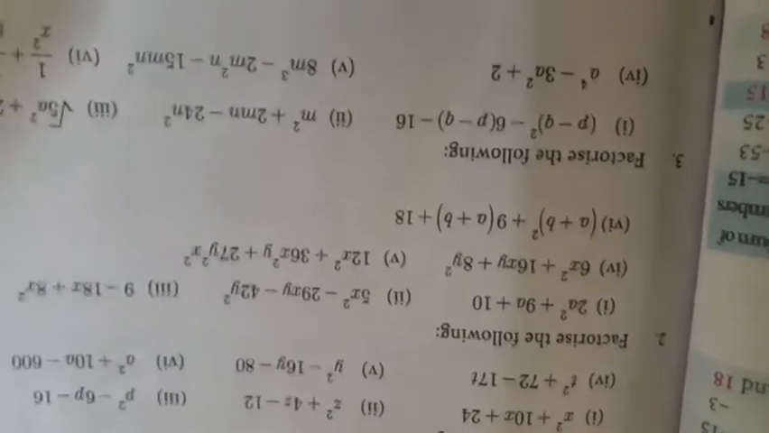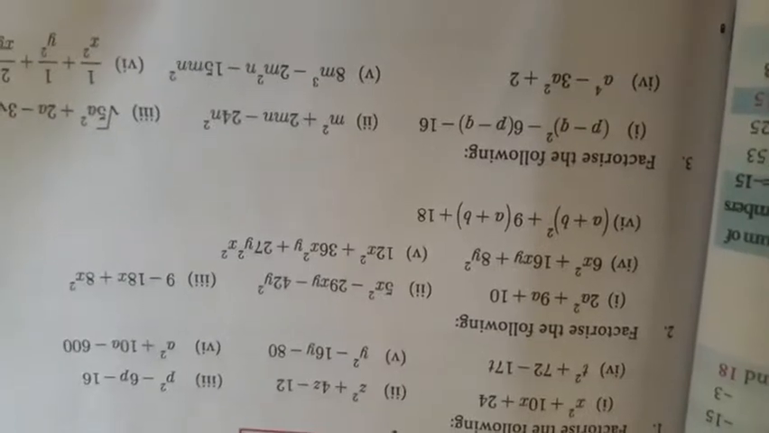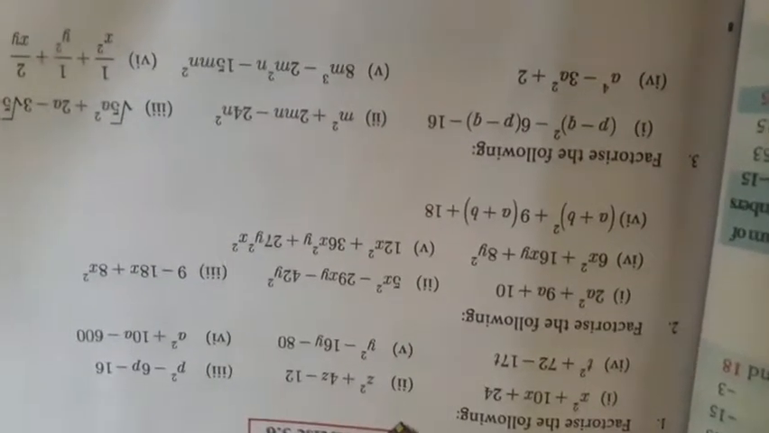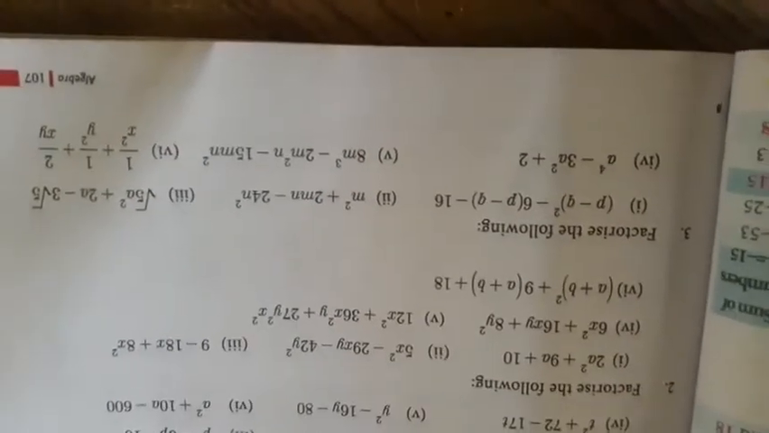Students, factorize the following. First subdivision: (p minus q) whole square minus 6 into (p minus q) minus 16. This is the given question. Let's go to the solution.